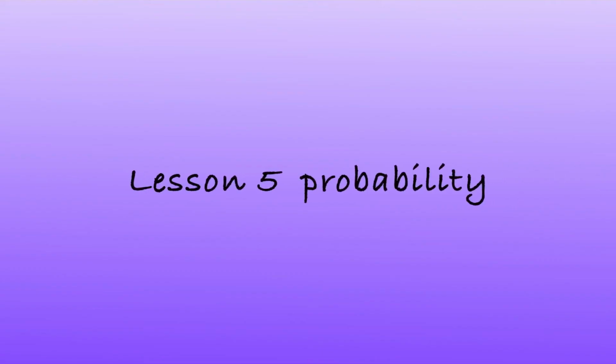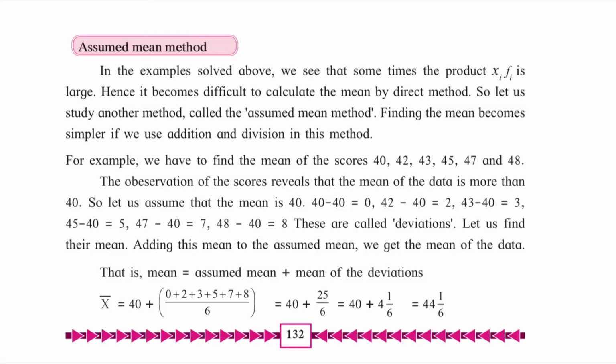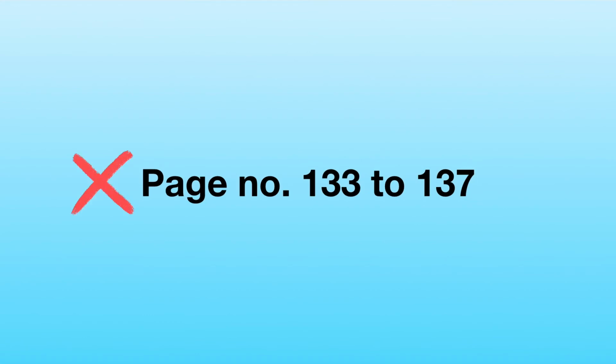Next we have lesson number 5, probability. Nothing is removed. The full chapter is there for your study in your syllabus, so nothing is removed from probability. Next we have lesson number 6, statistics. From page number 132 directly, the assumed mean method is removed from your syllabus. Now mark page numbers 133 to 137, meaning 133, 134, 135, 136, 137. These page numbers are reduced.